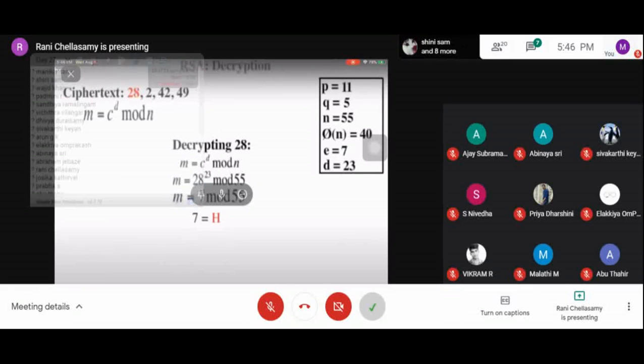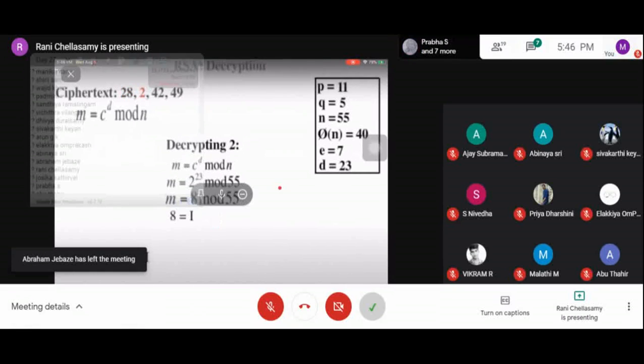Now we are going to decrypt this with the help of the decryption key, that is D. So what is the decryption key? 23. So 28 power 23 mod 55, you will get the value 7. Fine. The character at position 7 is H. So this is our first plain text. In this way, you have to go on calculating all the plain text values.